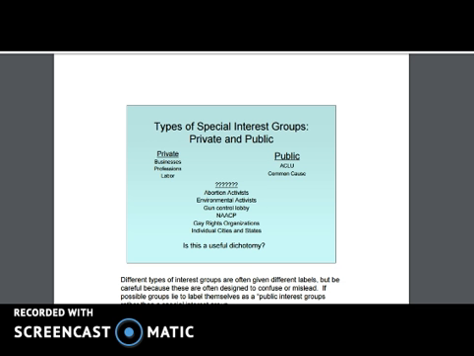And the other website lists some examples of public and private or other types of special interest groups, just to give you an example of types of interest groups that you may see in terms of looking at abortion, environment, gun control, gay rights, the NAACP. There are a variety of different types of special interest groups.